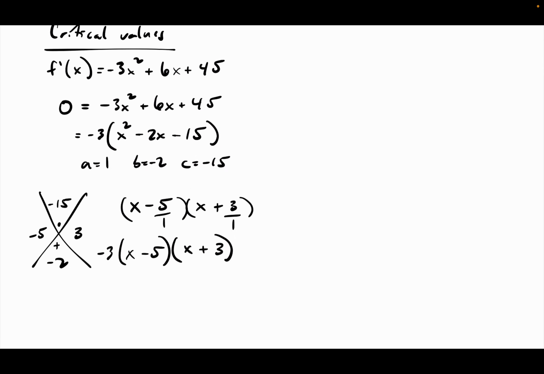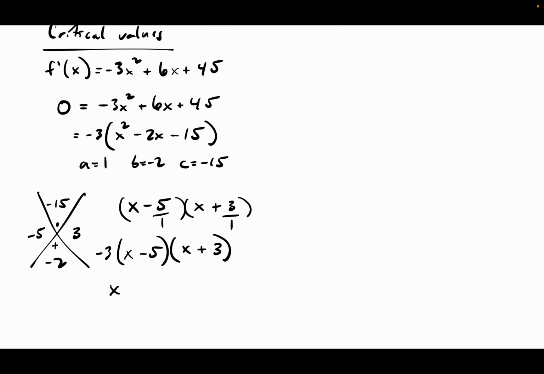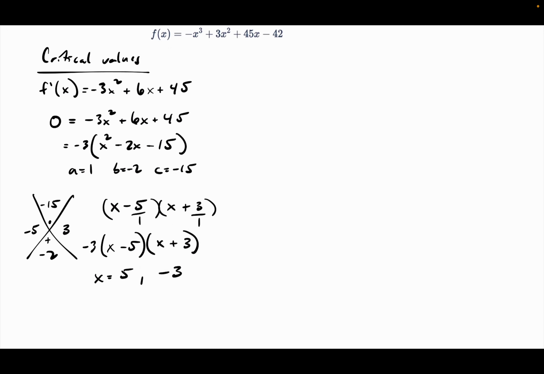Okay, so we're going to get two answers. What are the two answers we're going to get? 5 and negative 3. The zeros. How do I know they're zeros? Because if I plug in 5, I get 0. If I plug in negative 3, I get 0. Those are our critical values. That's where the derivative equals 0. That's where a change happens. What type of change? Positive to negative, negative to positive, no change. We're going to find out here in a second.